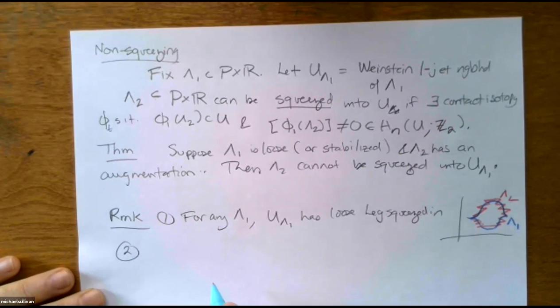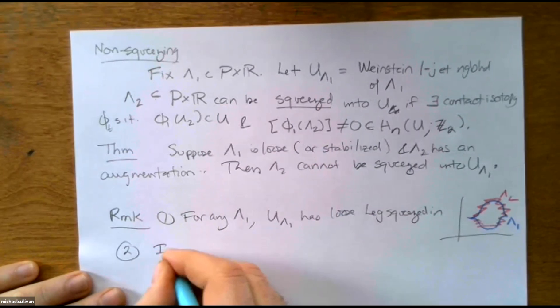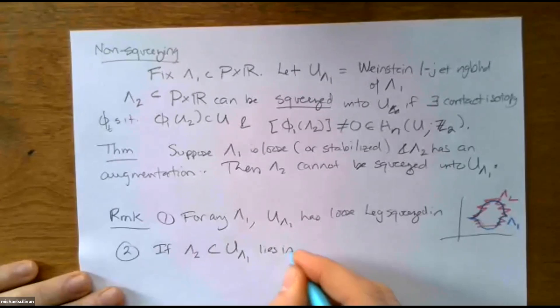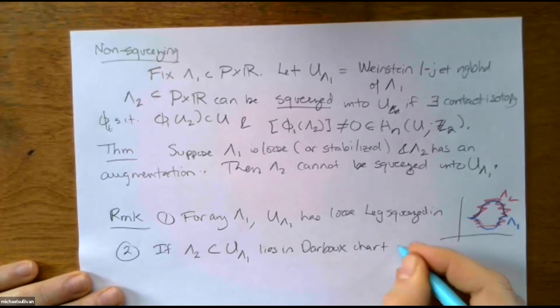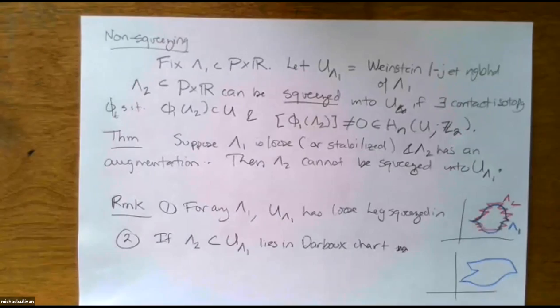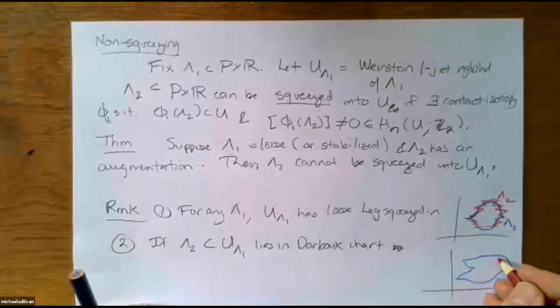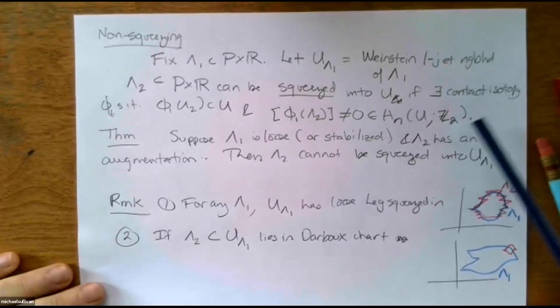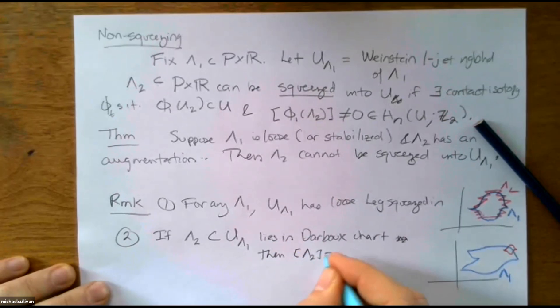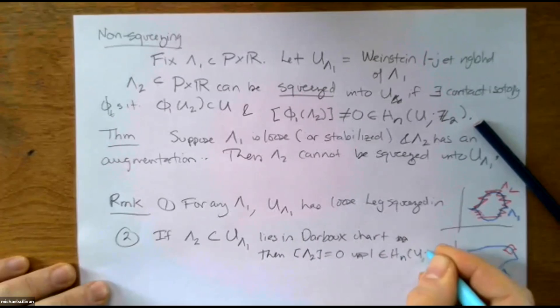Okay, what about the homology condition? Supposing I take lambda two, I can put it inside this Weinstein neighborhood, but also in some Darboux chart in this Weinstein neighborhood. So something like this. If this is my loose Legendrian, I can always put a little augmented Legendrian inside a Darboux chart inside the Weinstein neighborhood. But in that case, this homology class is zero, well, with Z coefficients.